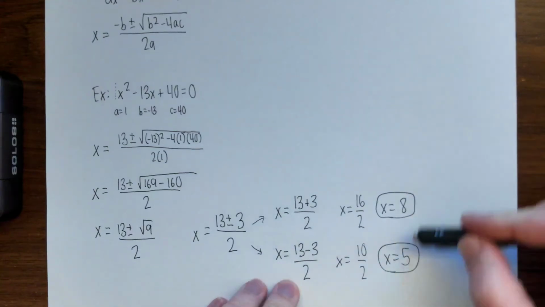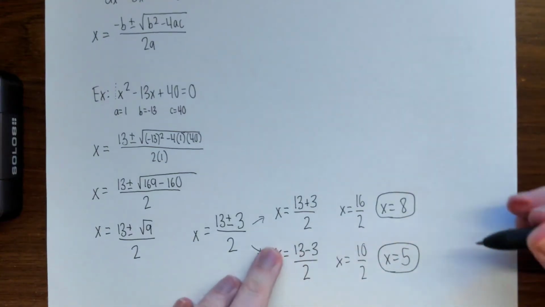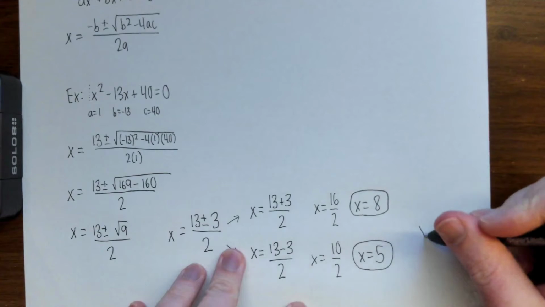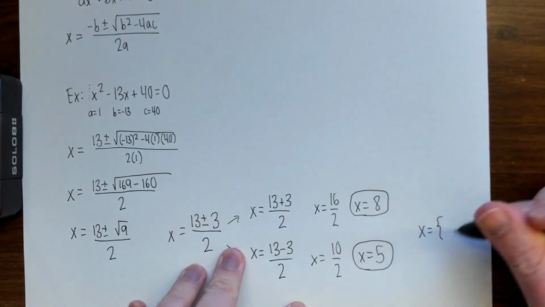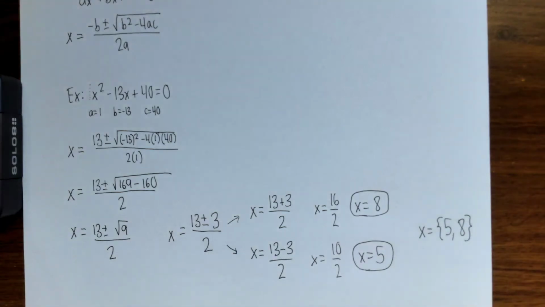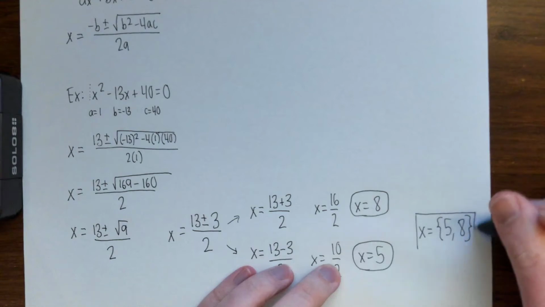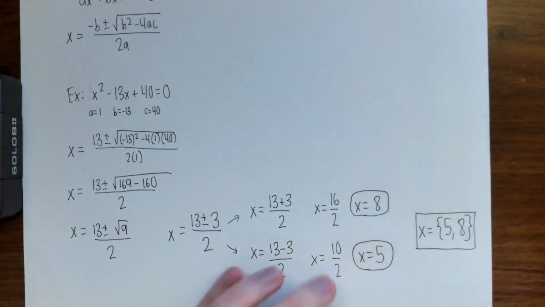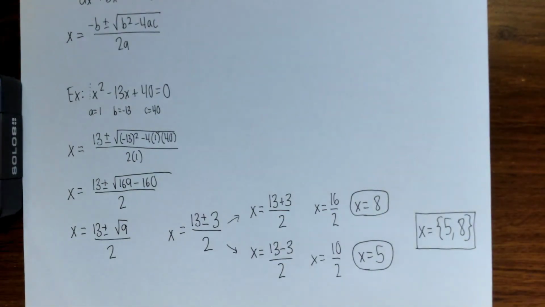You might see your answer written like this. You might also see them written like this: x equals the set of numbers 5, 8, which means, hey, there's two answers. Here's the list of them, 5 and 8. So you might see them written both ways, depending on the situation. Just be prepared to write them both ways. All right, let's do another example.